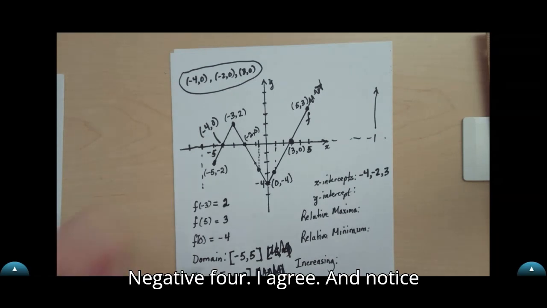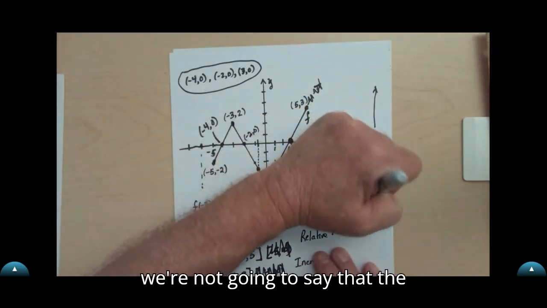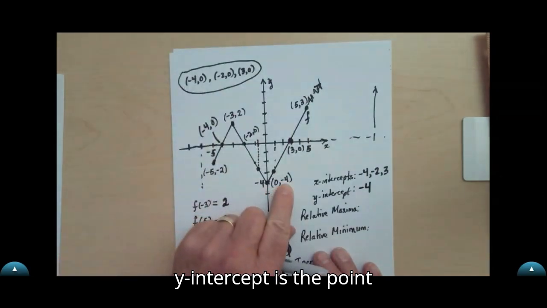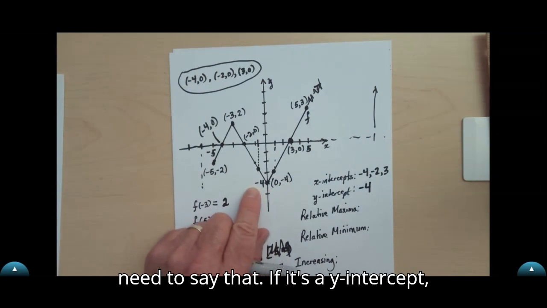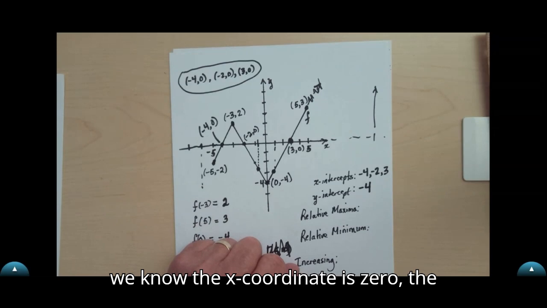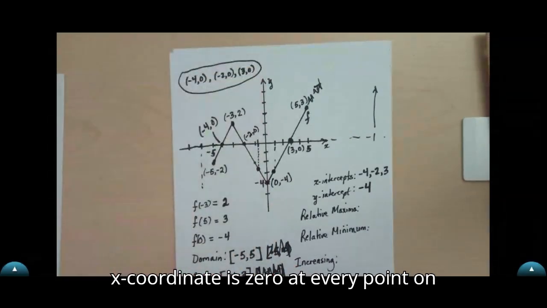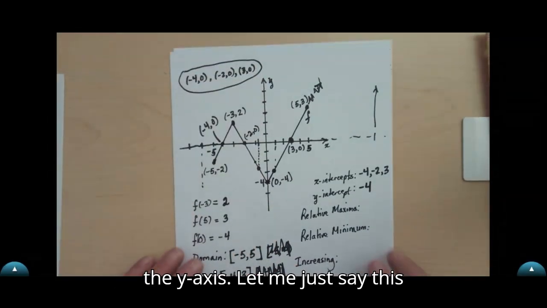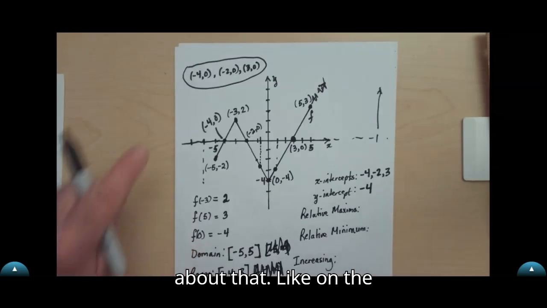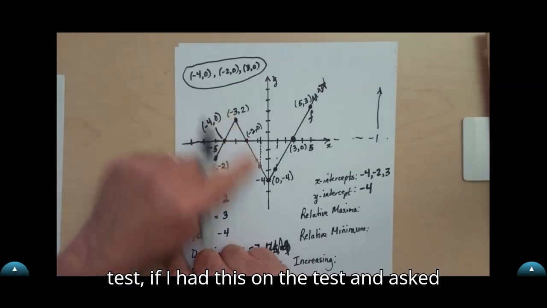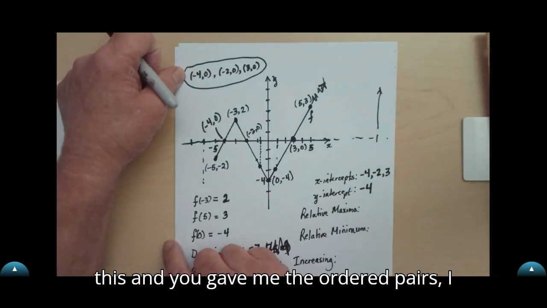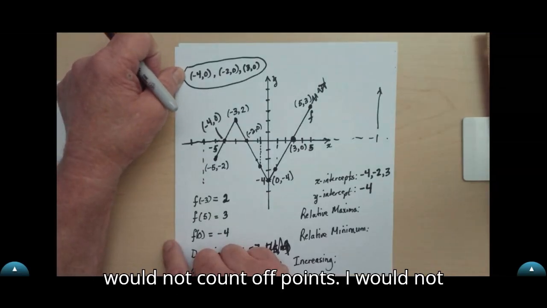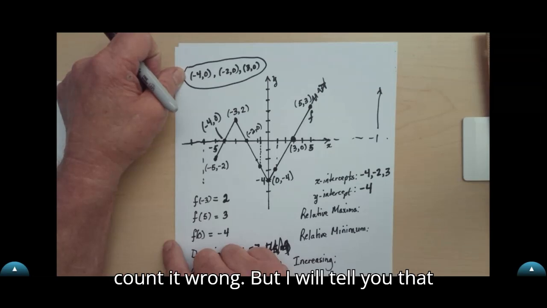-4. I agree. And notice we're not going to say that the y-intercept is the point (0, -4), because you don't need to say that. If it's a y-intercept, we know the x-coordinate is 0 at every point on the y-axis. Let me just say this about that. Like on the test, if I asked you for the x-intercepts and you gave me the ordered pairs, I would not count it wrong.